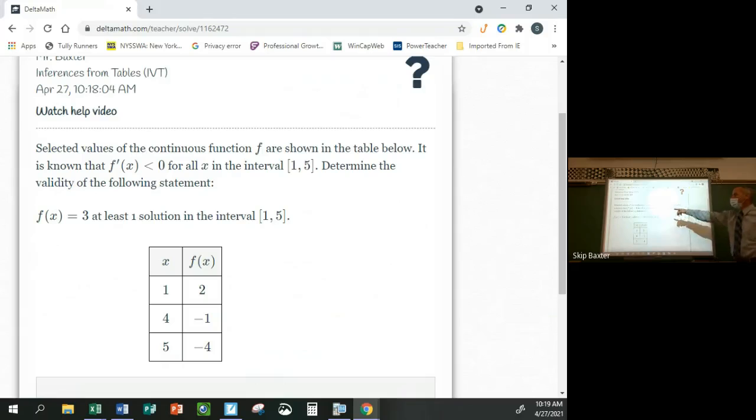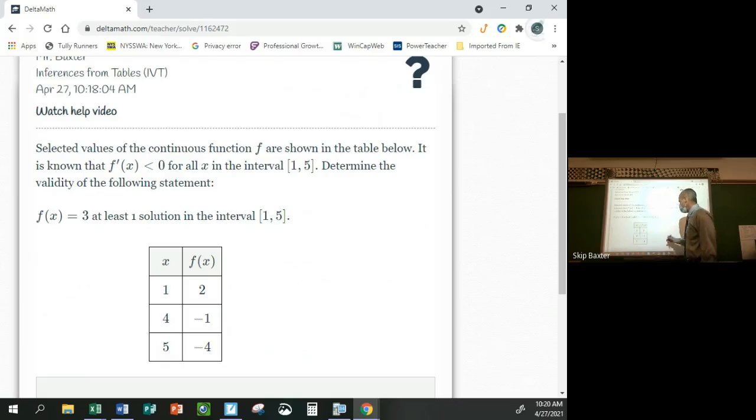All right, so they're telling you that this function is strictly decreasing, okay? And you can kind of see that the y values are decreasing, but they're telling you that's strictly occurring. Like for every time the x value goes up, the y value goes down. That's what they're telling you, okay? Determine the validity of the following statement. It says f of x equals 3 has at least one solution in the interval from 1 to 5. Is that true or false?